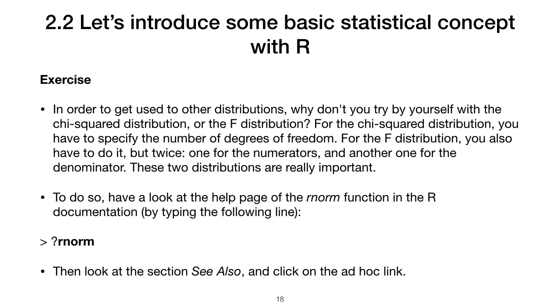Exercise. In order to get used to other distributions, why don't you try by yourself with the chi-square distribution, or the F distribution? To do so, have a look at the help page of the rnorm function in the documentation. Then look at the section See Also, and click on the ad hoc link. Let's now have a look at the normal distribution.